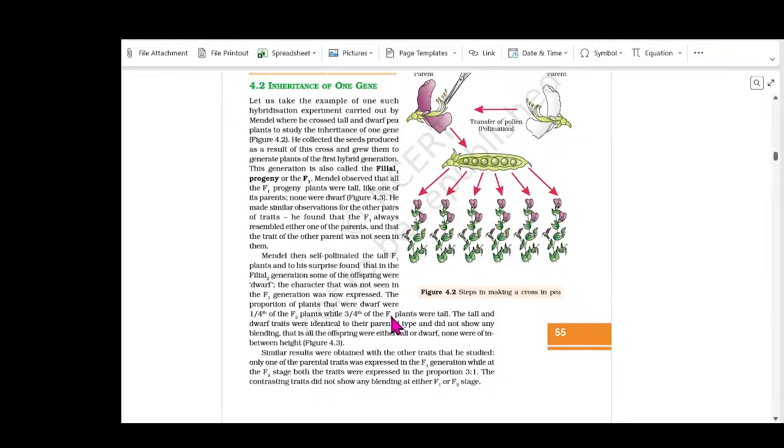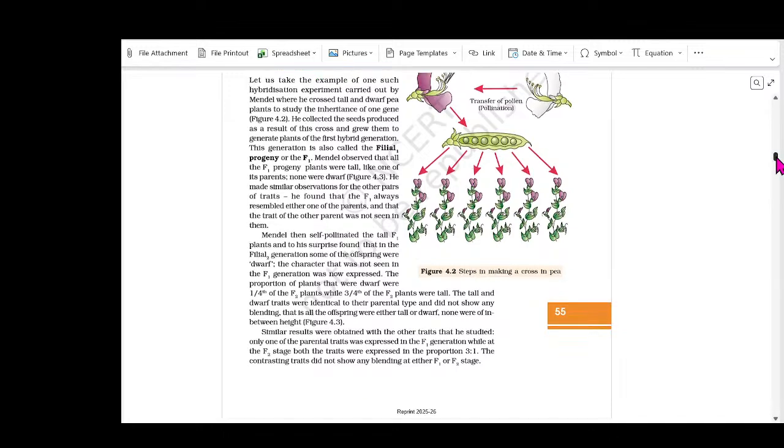The tall and dwarf traits were identical to their parent type and did not show any blending. That is, all the offspring were either tall or dwarf; none were of in-between height. Similar results were obtained with the other traits that he studied. Only one of the parental traits was expressed in the F1 generation, while in the F2 generation, both the traits were expressed in the proportion 3:1. The contrasting traits did not show any blending at either the F1 or F2 generation.